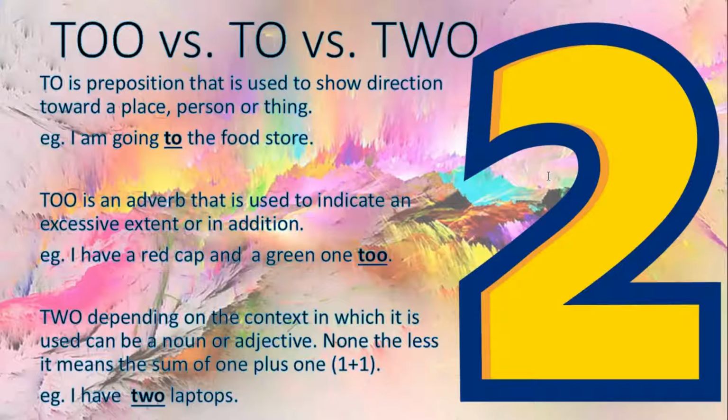TWO is a noun, or it can be an adjective. All right, so when it functions as a noun, it's saying number. When it's functioning as an adjective, it's indicating or describing how many objects you have. So in essence, it would be describing that noun. It just depends on where it is placed in the sentence. It can have two functions. It can function as a noun or it can function as an adjective.